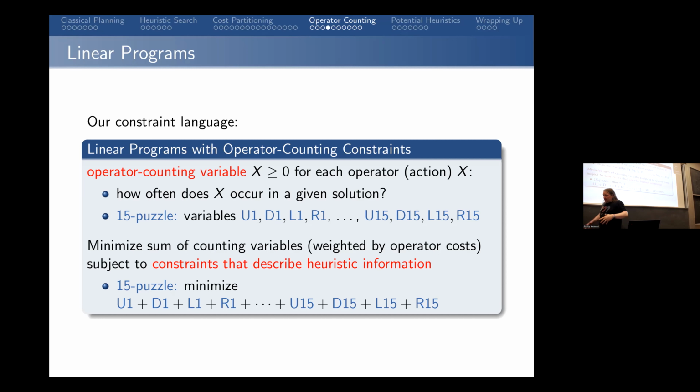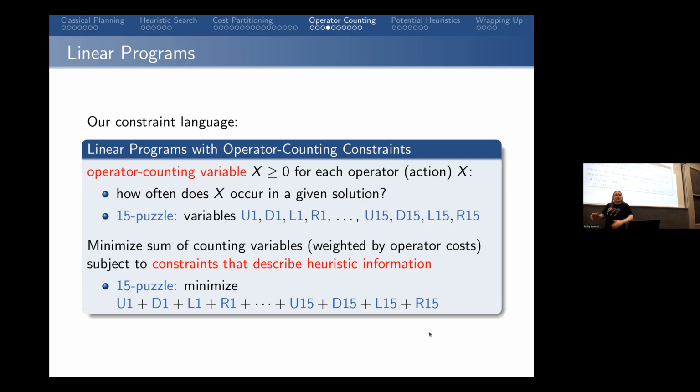Now, if the semantics of these numbers is how often I'm doing this in a particular solution, then the cost of the solution is the sum of these variables weighted by the cost of these actions. So if all the actions have a cost of 1, like here, it's just the sum over these variables. If I have to do this one 3 times, this one 4 times, and have to do nothing else, then the cost is going to be 7, the unit cost. So for example, in the 15 puzzle, I want to minimize this expression.